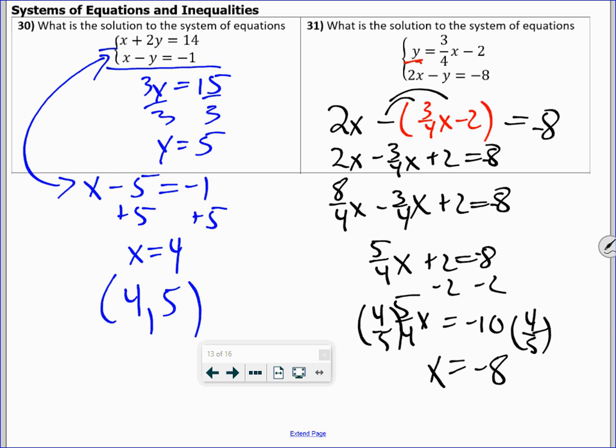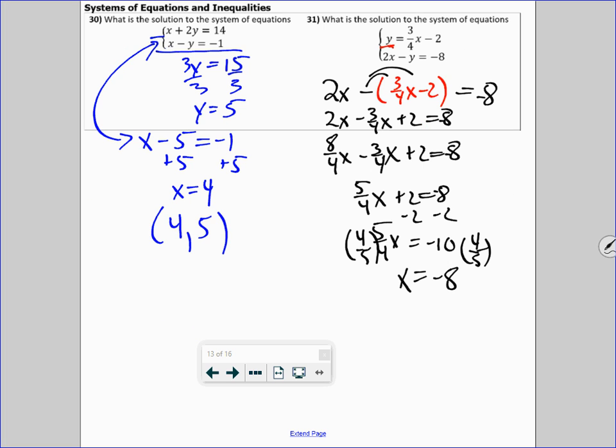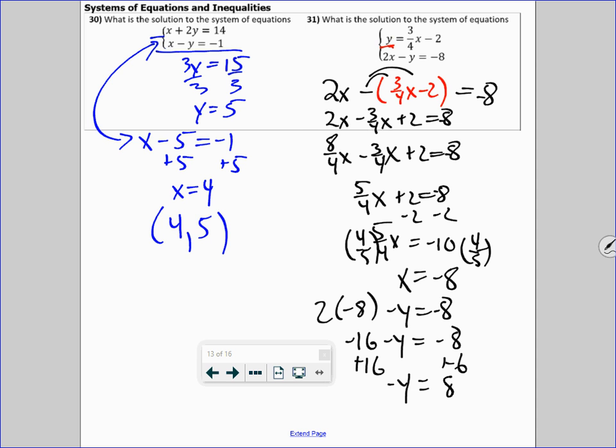There we go. So then I can just plug this negative 8 into one of these two equations. So 2 times negative 8 minus y equals negative 8, or negative 16 minus y equals negative 8. Add 16 to both sides, and I get negative y equals 8, so y equals negative 8. So my solution set is negative 8, negative 8. Sorry about that. I'll work on the problem correctly.